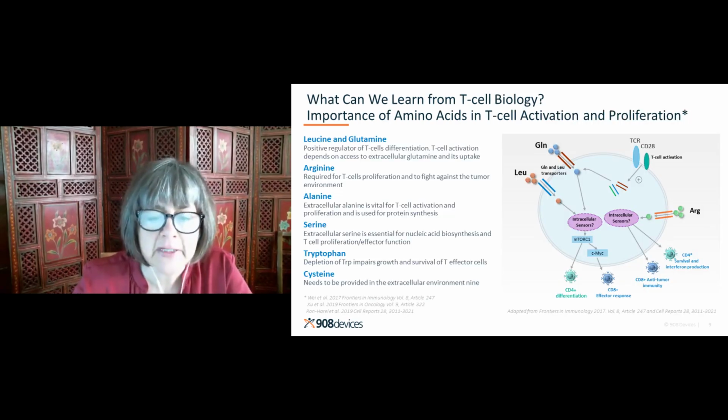What can we learn from T cell biology? What we learn is that several key amino acids are required for T cell activation and proliferation. And we have some examples shown on the slide here. Leucine and glutamine and arginine and alanine, many others, have key roles in T cell differentiation, activation, but also to provide that very important anti-tumor immunity.